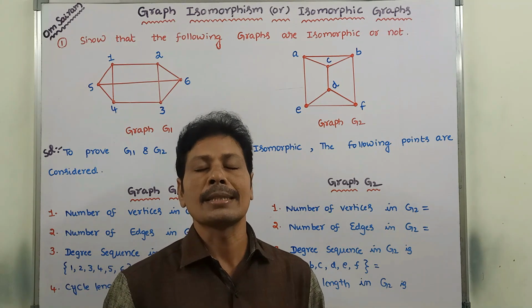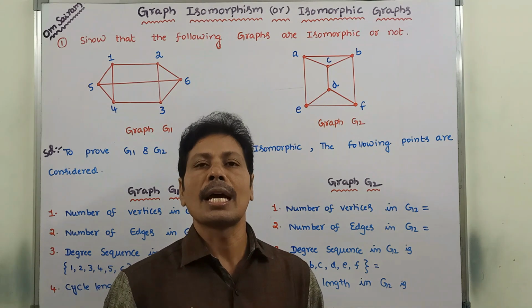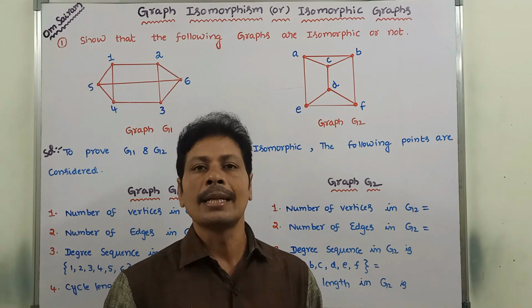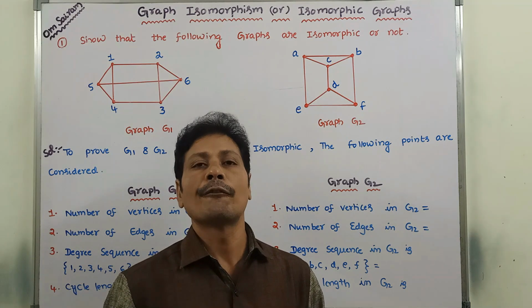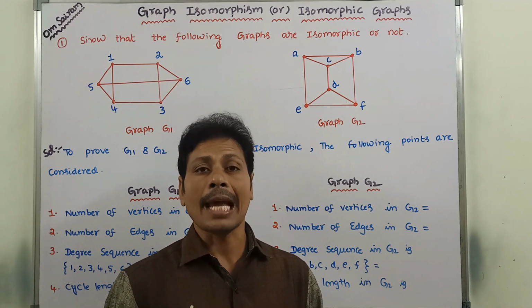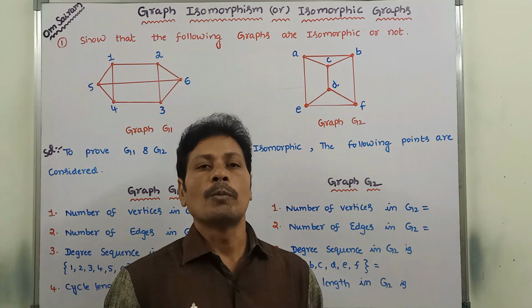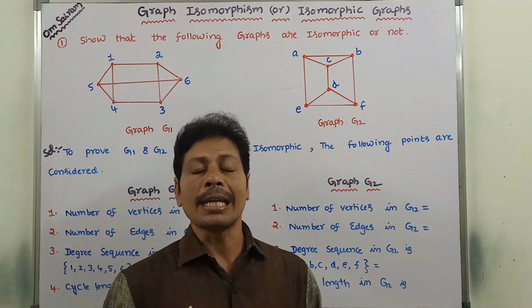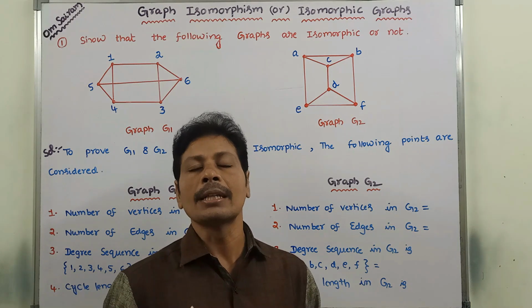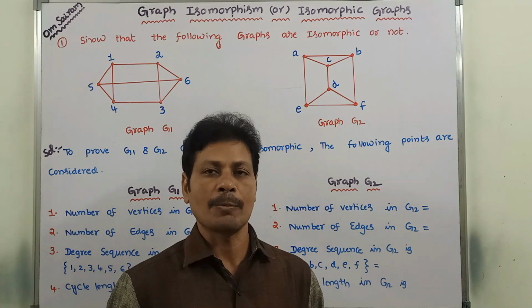First one is the number of vertices. Second one is the number of edges. Third one is the degree sequence. Fourth one is the cycle length. Fifth one is vertex preserving. Sixth one is edge preserving. Seventh one is the adjacency matrix.